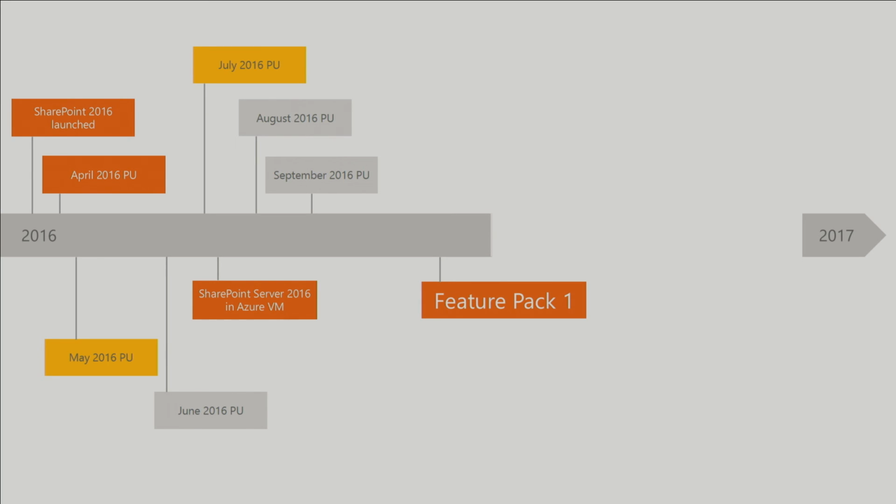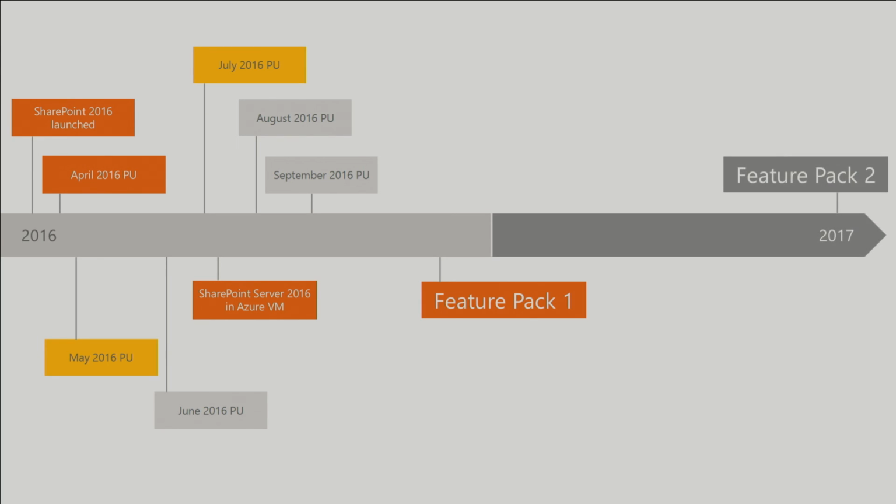In between all of that, we also enabled 2016 in Azure VMs. And then when we get to the second half of 2017, we're going to do a Feature Pack 2 for you and deliver that one. That means you'll be getting the features incrementally over time, and then there's going to be a moment at some point in 2017 that we can turn them on.